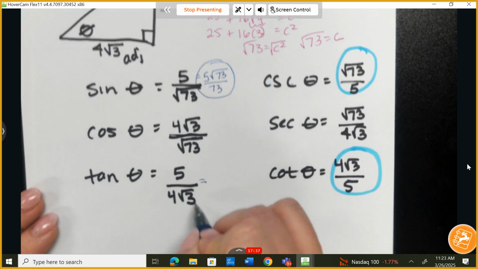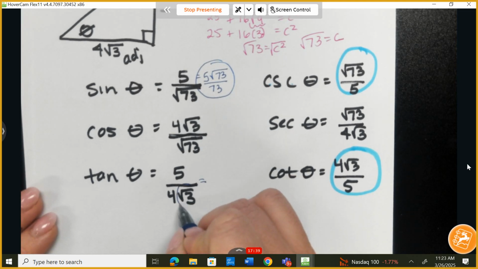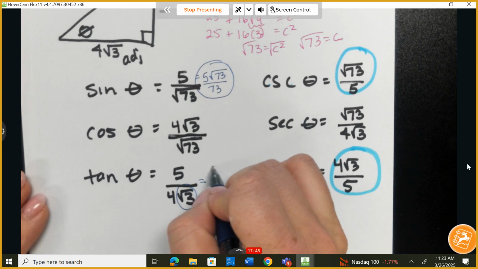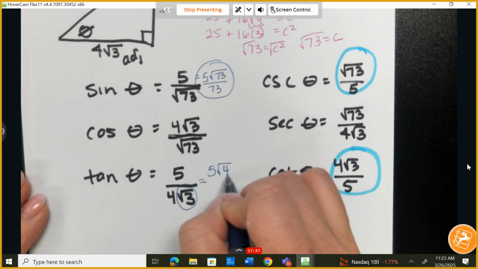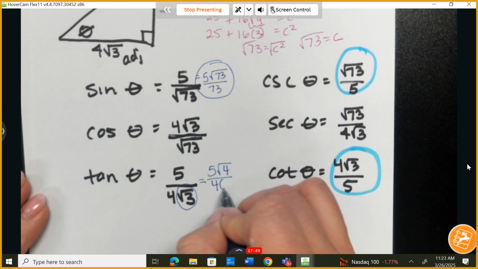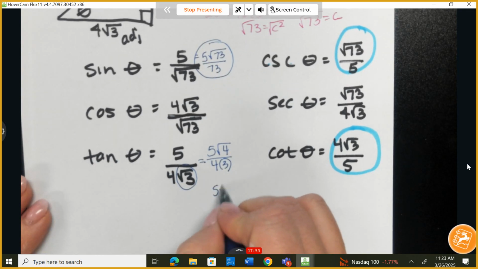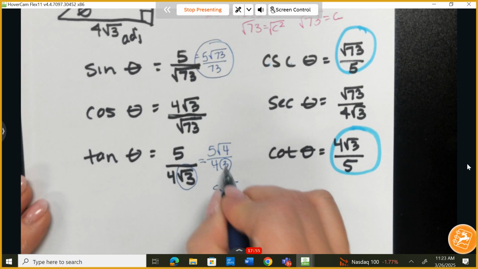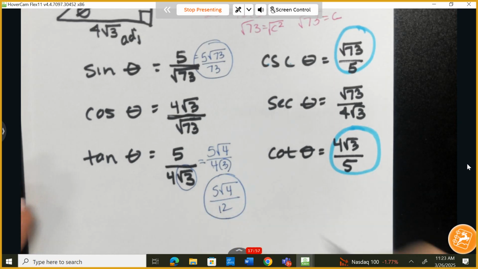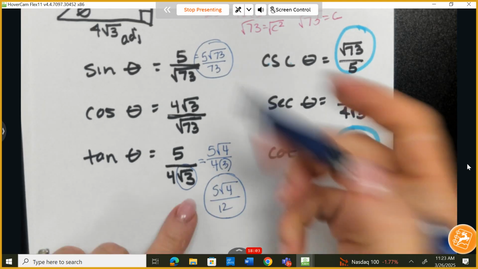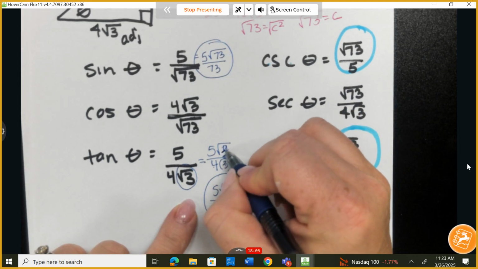So I only care about removing the square root, not the 4. That's not a problem. It's the square root we can't have in the denominator. So the square root gets thrown up top, and then I rewrite the bottom with no square root around it. So I have 5 square roots of 4 on top, on the bottom 4 times 3 is 12. Did I write something down wrong? I meant to say 3 here, didn't I? Thank you for finding that for me.